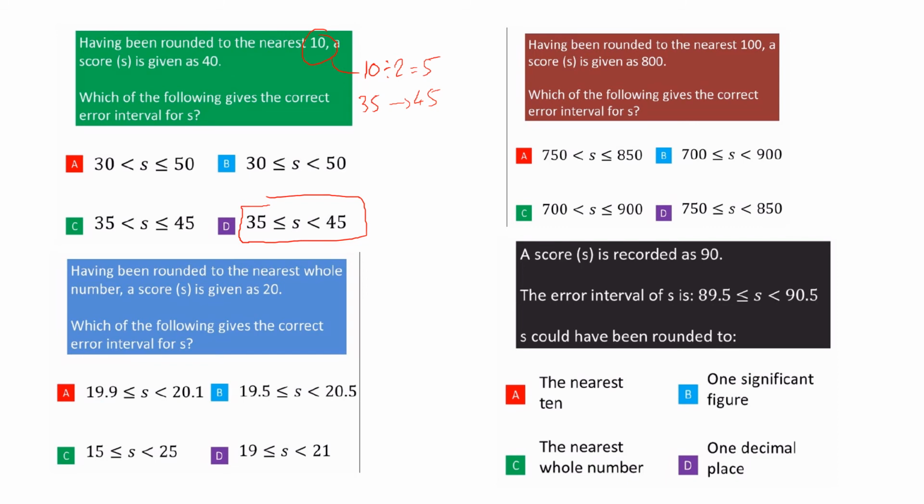For the red question, nearest 100. So 100 divided by 2 is 50. So we want to be going from 750 to 850. We want the less than or equal to symbol first, so it is D again.